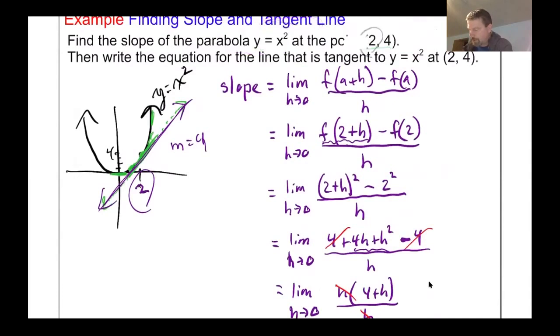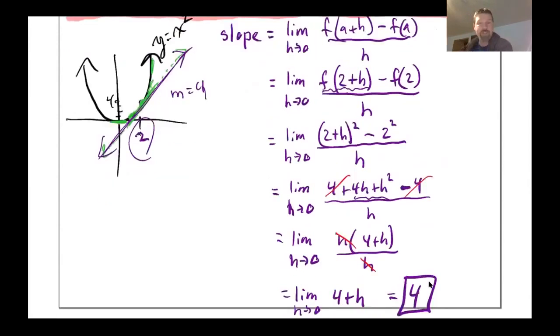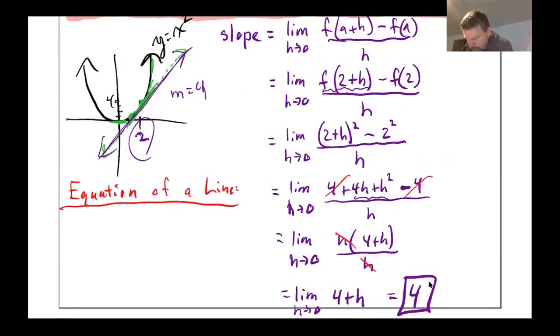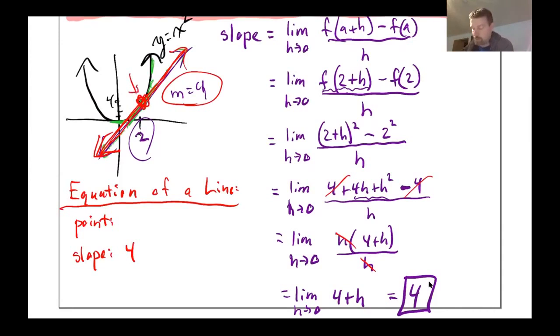The second part asked me to write the equation for the line that is tangent to x squared at x equals 2. This part should be easy, but once we get to calculus, some people forget. To find the equation of a line, you only ever need two things: a point and the slope. For this particular line, I know the slope, that's 4. We just found that out using what's going to become calculus. And the point is right here, it's going through the point (2, 4).